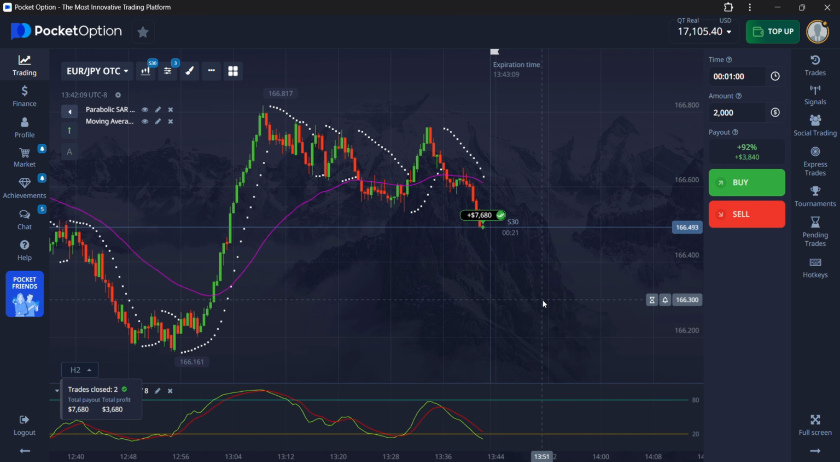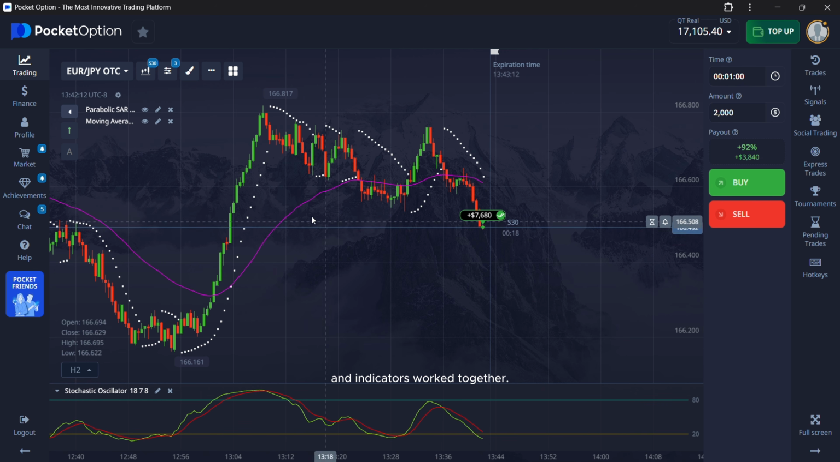Great result. Just look at how well the levels and indicators work together.